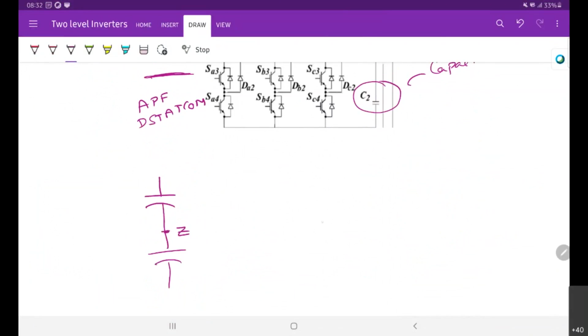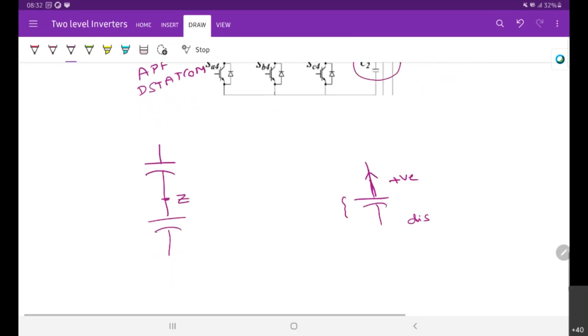If we have a positive current flowing away from the capacitor, what happens to the charge in this capacitor? Will the voltage increase or decrease? The positive current is going away from the capacitor, so is the capacitor charging or discharging? Discharging. The capacitor is discharging.